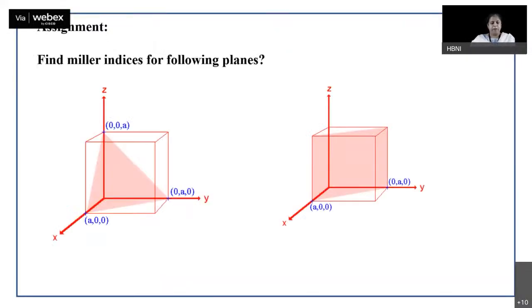Now let's try to find Miller indices for the following planes. I'll give you 1 minute and you try to do it on your own, and then maybe you can write in the chat box for the first one. If I have a cubic system and I draw this triangular plane, what would be the Miller indices of this particular plane? I'll give you 1 minute to try solving. If you can write it, fine, we'll move ahead. Otherwise, I'll help you solve it.